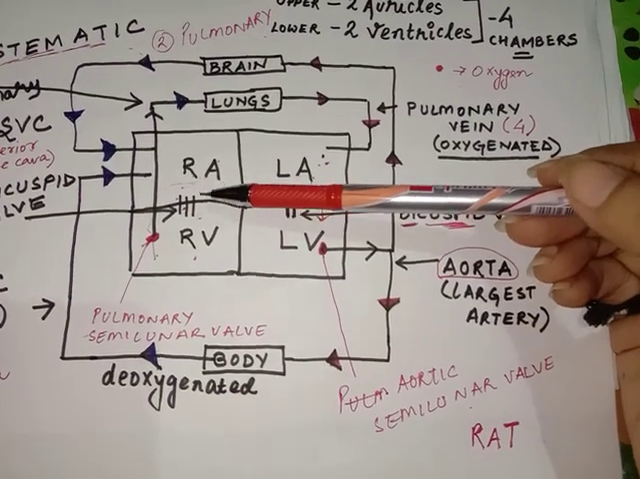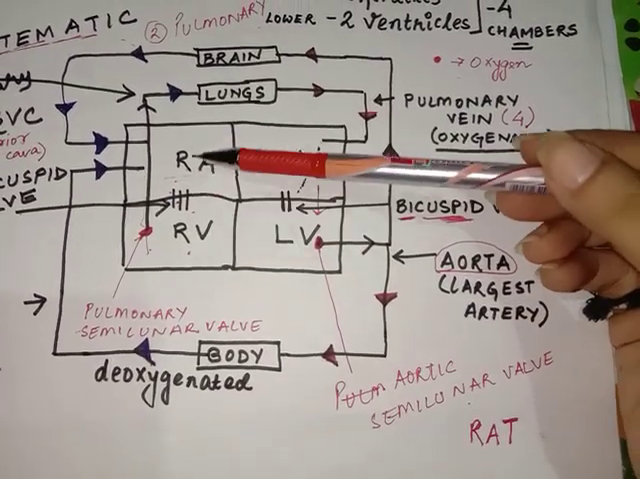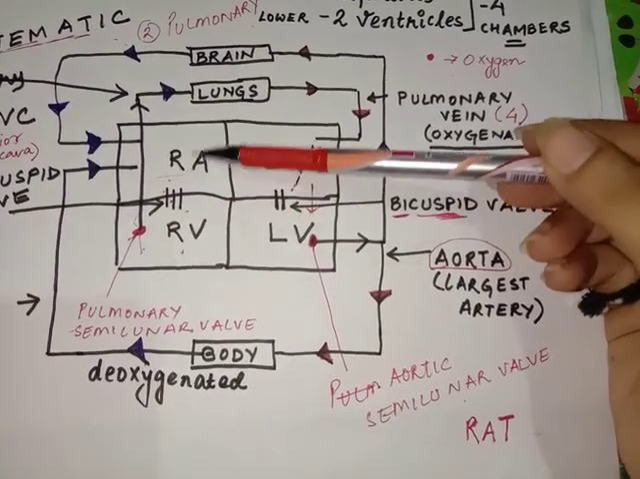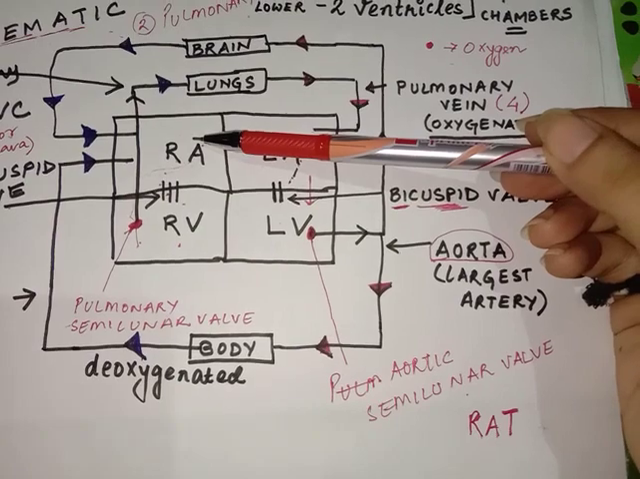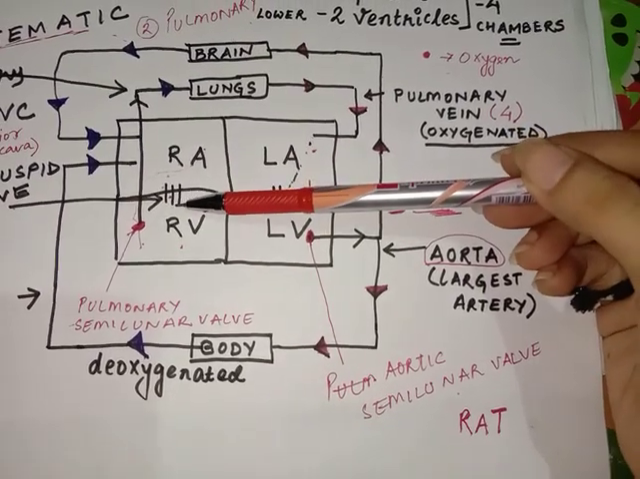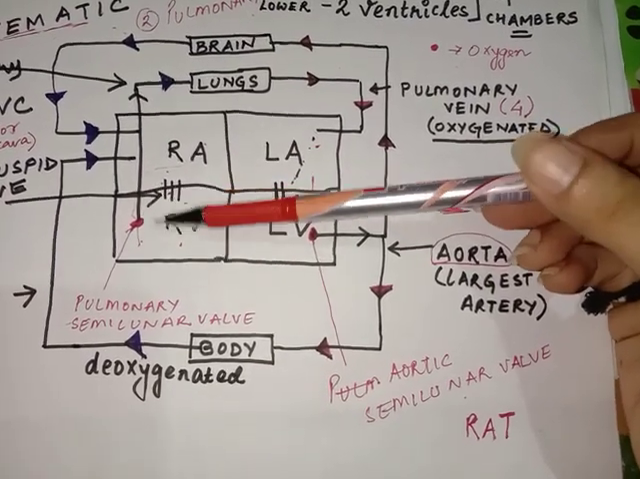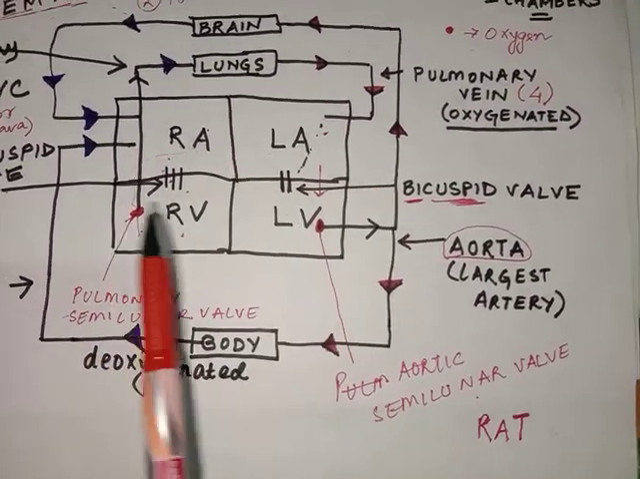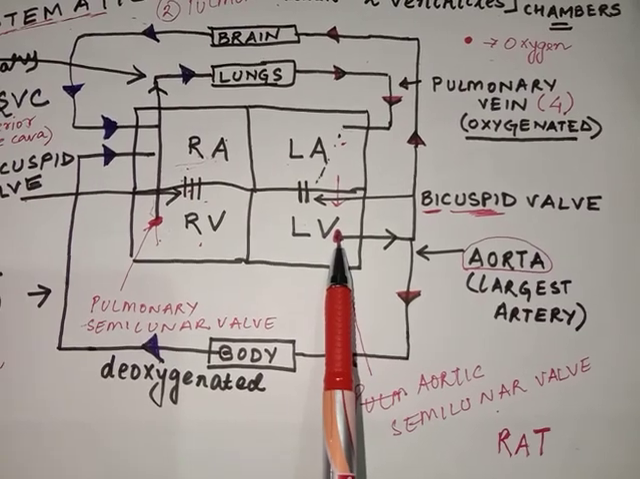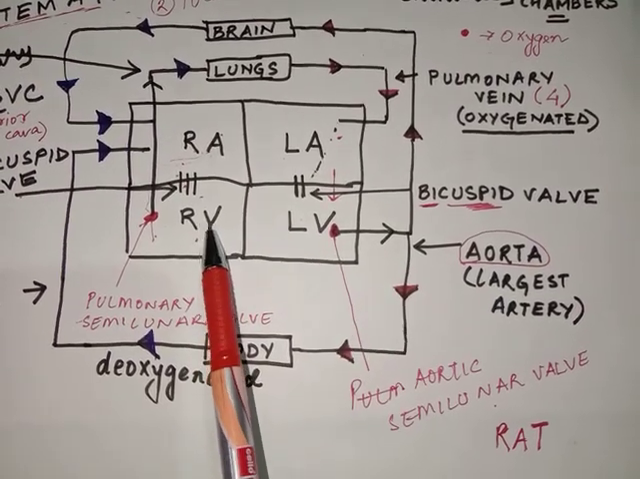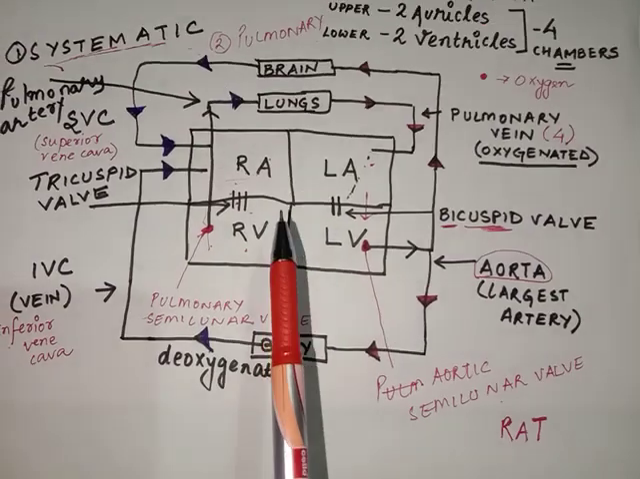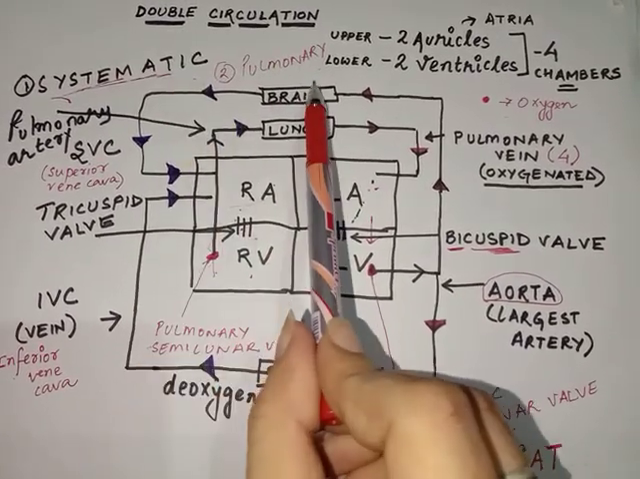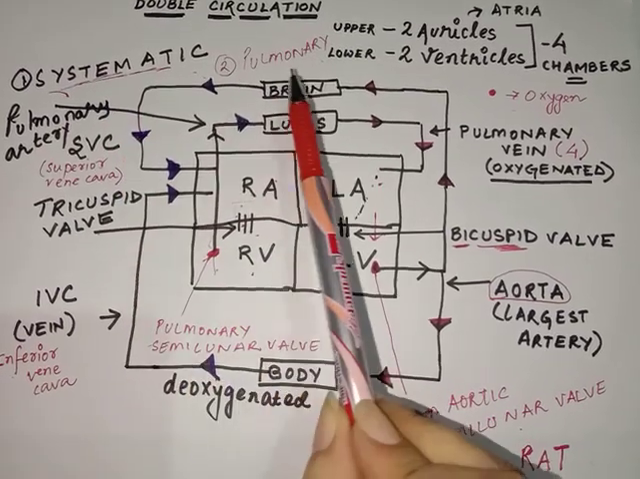So that there is no backflow, there should be only a single direction of movement. The blood should not go back into the auricles. That is why the valves are present. Similarly, the semilunar valves prevent the backflow of blood into the ventricles. So this is the function of the valves. They prevent the backflow of the blood, and this is the process of double circulation: systematic circulation and pulmonary circulation.